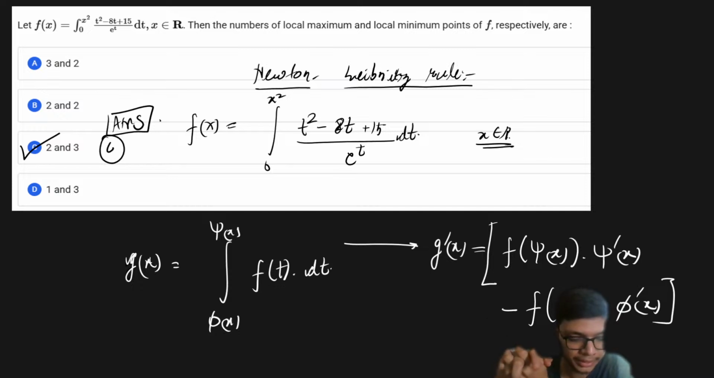Once you differentiate it, you set it equal to 0 to get the critical points, and once you do the sign analysis of f dash of x, the first derivative, you are going to get the maximum and minimum points, right? When it is changing from positive to negative, it is a maxima, and when f dash of x changes from negative to positive, it is a minima. I hope this part is clear to all of you.